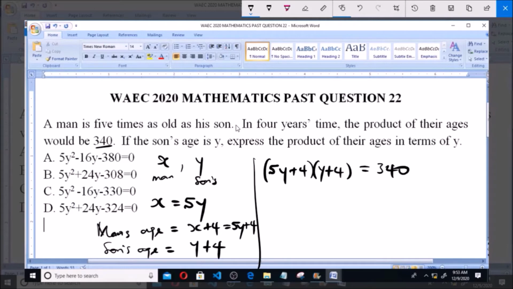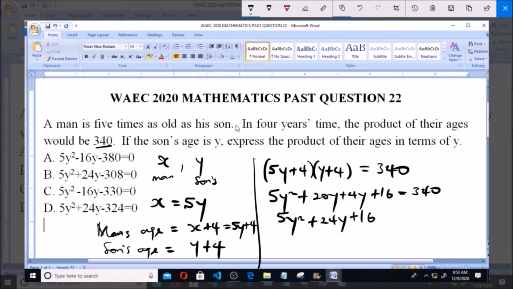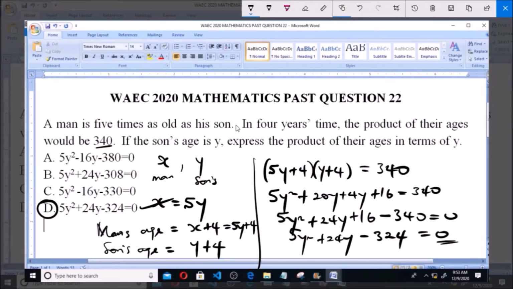So now let's open this bracket. 5y times y will give us 5y square. 5y times 4 will give us plus 20y. 4 times y will give us plus 4y. Then 4 times 4 will give us plus 16 is equal to 340. So here we have 5y square plus 24y plus 16, then minus 340 is equal to 0. So we have 5y square plus 24y plus 16 minus 340 will give us minus 324 is equal to 0. Now this is the expression we are looking for, and it is the same as option D. So option D is the correct answer to this question.